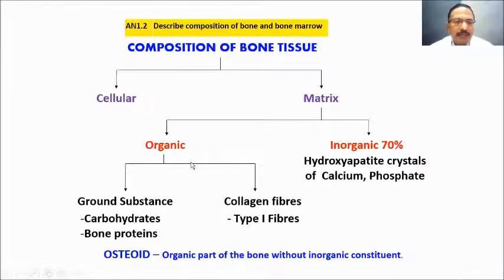When it comes to the organic components, like any other connective tissue, fibers and ground substance are there, and these are produced by the cells only. Here the fibers are type 1 collagen fibers. As usual, the ground substance is made up of carbohydrates, glycosaminoglycans, and various proteins. Together, this organic part is called the osteoid.